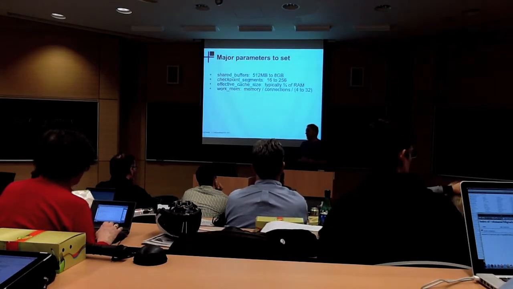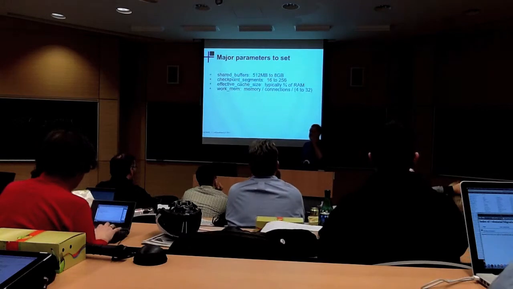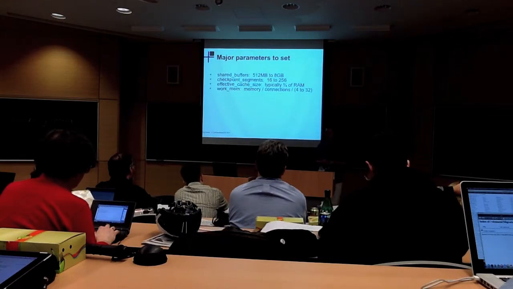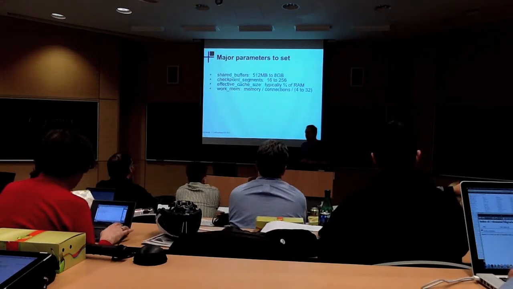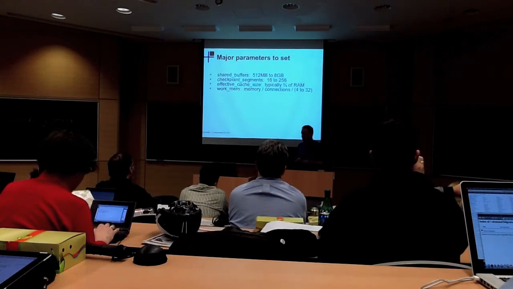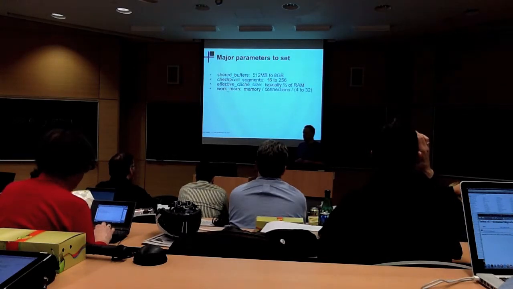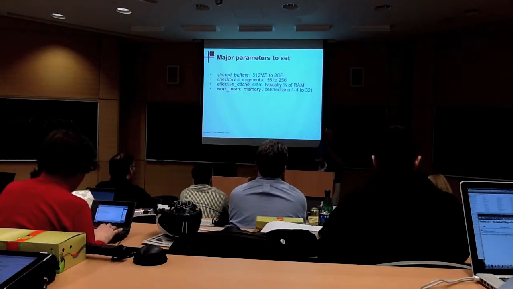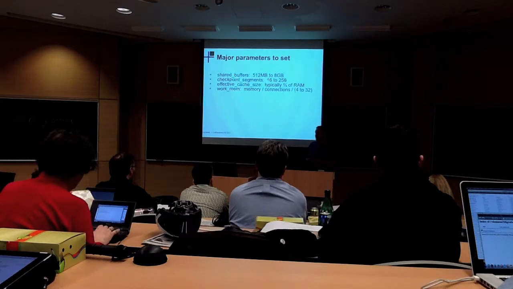The third thing that almost every site ends up setting is this thing called effective cache size. Effective cache size doesn't allocate memory. You don't need to be concerned about whether you're going to run out of RAM if you make it too big. Effective cache size is used for internal decisions about whether or not the database optimizer thinks that it will be able to fit an index into RAM.